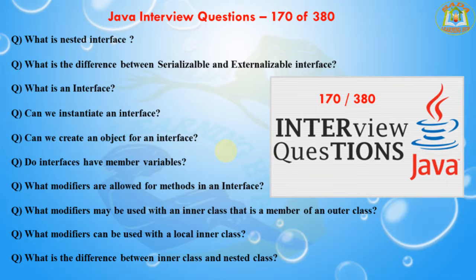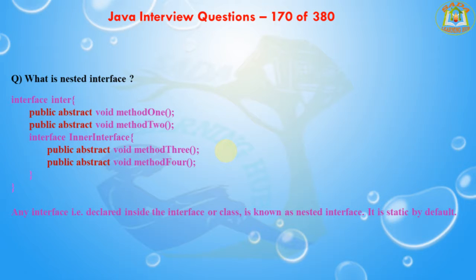Today's session we are going to learn the most important Java interview questions. What is a nested interface? Any interface that is declared inside an interface or a class is known as a nested interface. It is static by default. An interface we can declare within an interface or within a class is called a nested interface.